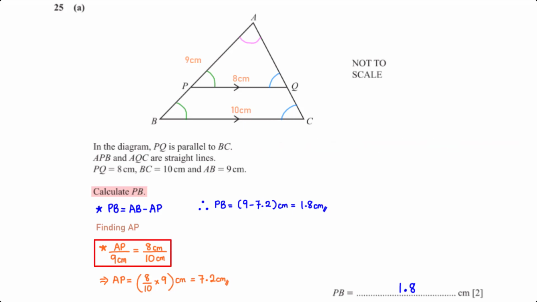So we have AP over 9 centimeters equals 8 centimeters over 10 centimeters. When we make AP the subject, this is what we get, which is equal to 7.2 centimeters. So now PB is 9 minus 7.2 centimeters, which is equal to 1.8 centimeters.